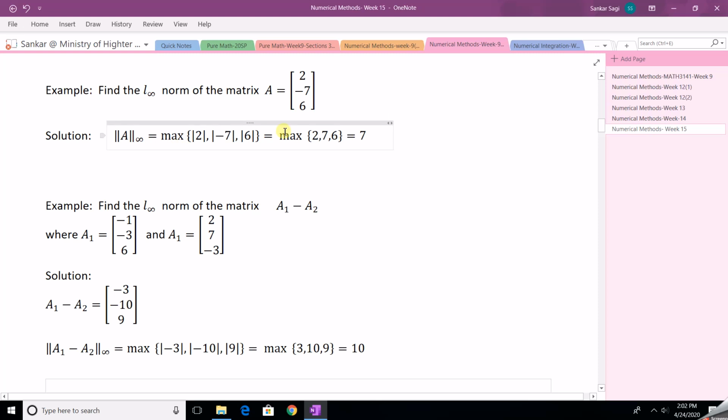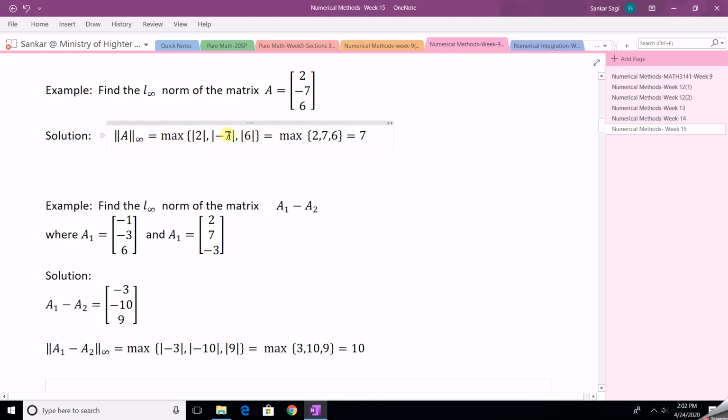So what is the L infinity norm of this column matrix? It is equal to the maximum of the sum of the absolute values of the first row. But the first row has only one element. So therefore we take only the absolute value of the element in the first row, only 2. Next, the absolute value of the second row. The second row has only one element. If there are more than one element, we take the sum of the absolute values of those elements in the second row. But since the second row has only one element, we take the absolute value of that. And the third row, only one element, absolute value. Then we take the maximum of them.